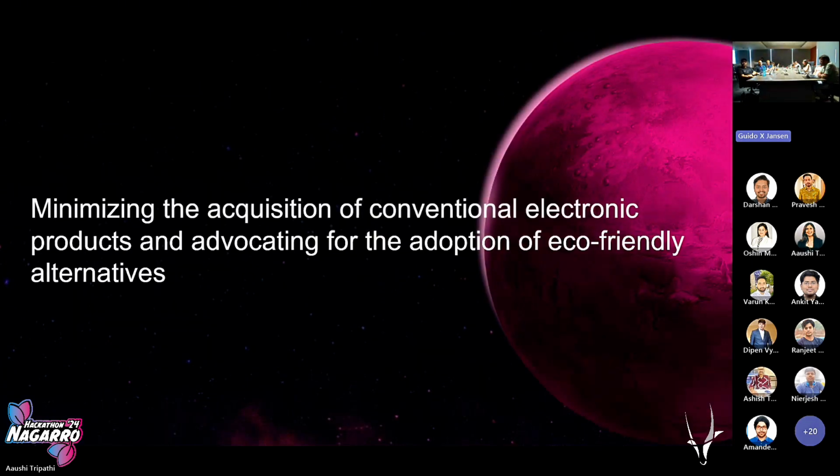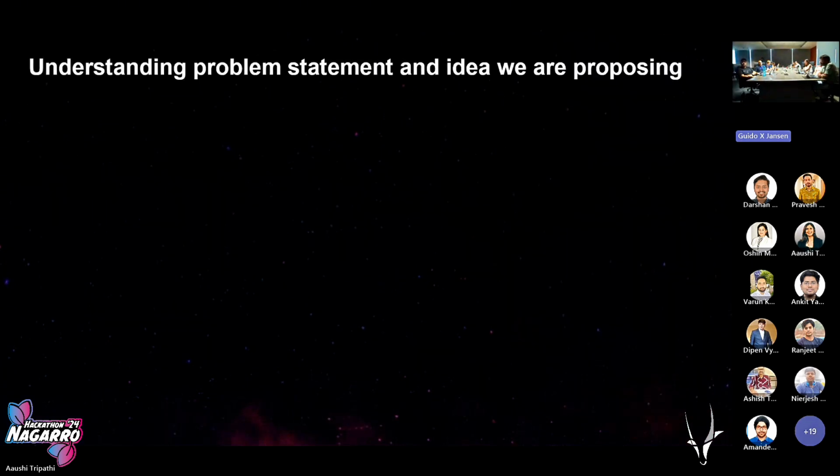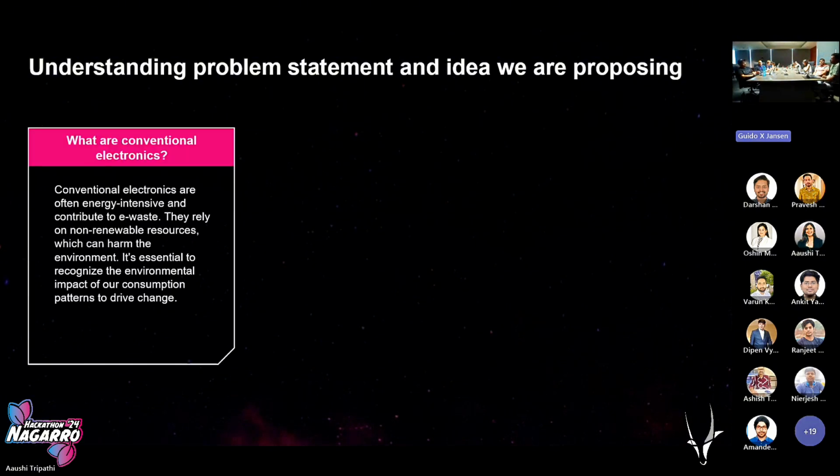Going forward, we are going to talk first about the problem statement and a little bit about what conventional electronics are. Conventional electronics are the electronics which most of us currently use in our household, and these are the electronics which consume a lot of our energy, are non-renewable, and do not contribute towards minimizing e-waste.